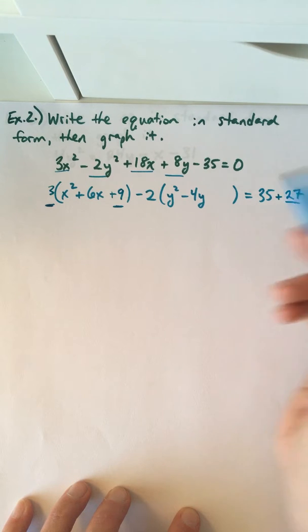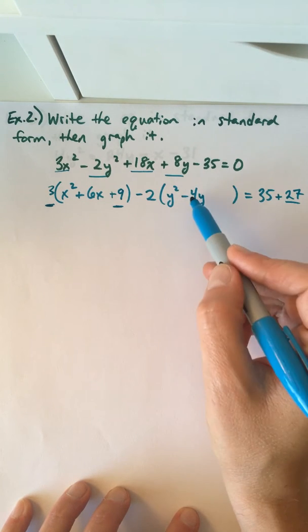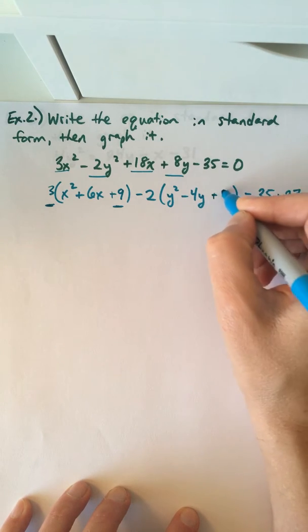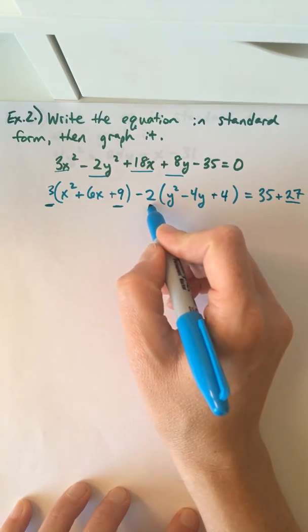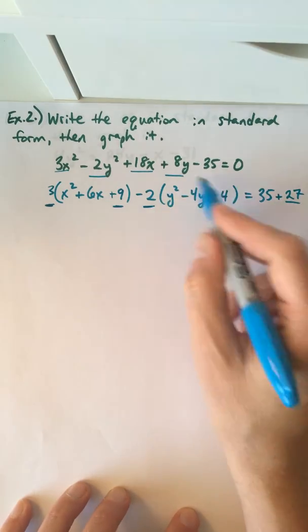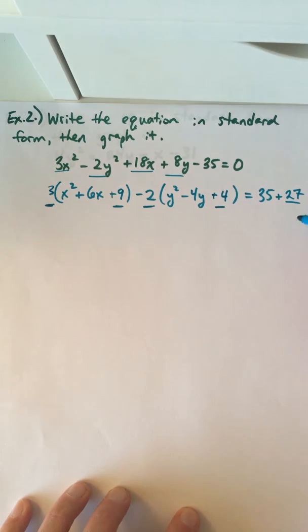Completing the square with the y's. Take negative 4, cut it in half, and square it. We get 4. Don't forget to balance the equation. Negative 2 times 4 is negative 8. So we're going to balance the equation. We added a negative 8 on the left-hand side, and we're going to add a negative 8 on the right-hand side as well.